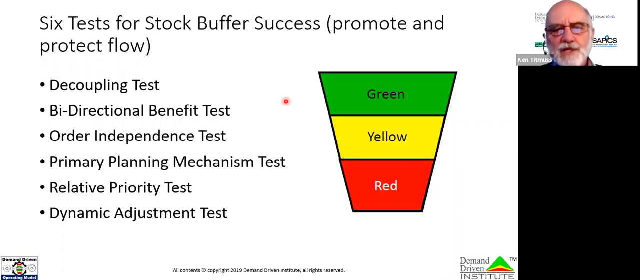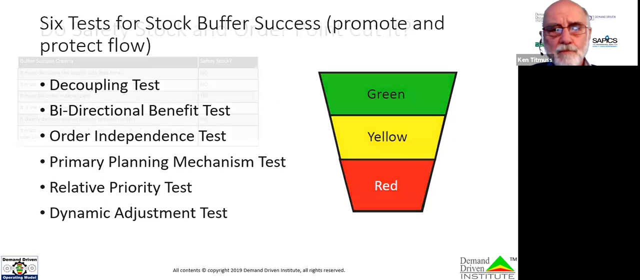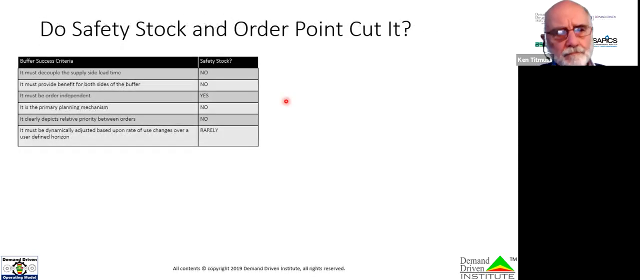And we also have the dynamic adjustment test. We want to know that that buffer is going to dynamically adjust when the marketplace changes in any way, so it keeps pace with the marketplace. So if we have a look at safety stock and reorder point systems, how do they cut it? Well, they don't really. If you've got a safety stock system, it doesn't decouple. It doesn't provide benefits. Must it be order independent? Yes, it is. And that's about the only one really.